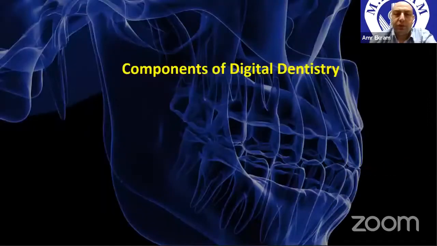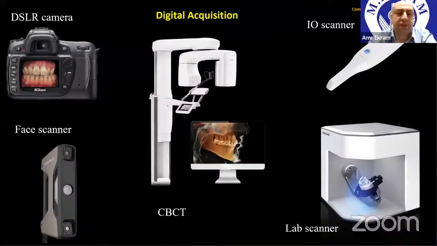So what are the components of digital dentistry? This is not my topic today, but this is just an intro to be acquainted with what digital dentistry is. We have the digital acquisition, starting from DSLR cameras, cone beam CTs, scanners, whether intraoral or lab scanners, and facial scanners, of course, which is a very hot topic nowadays. So these are the main acquisition or diagnostic parts of digital dentistry.